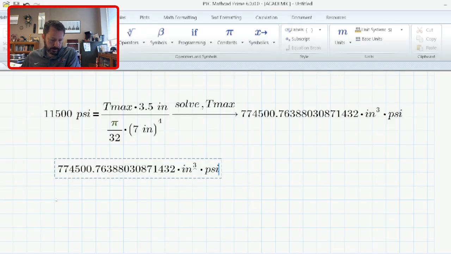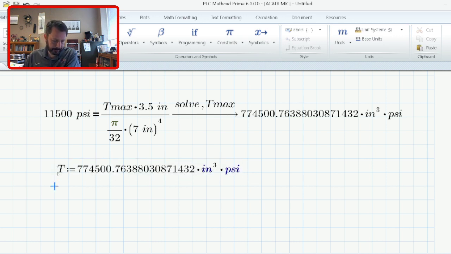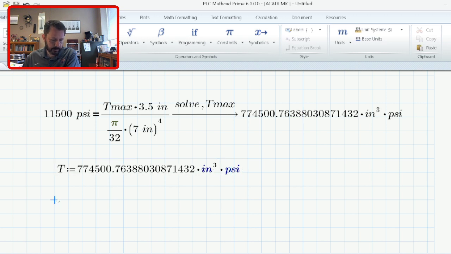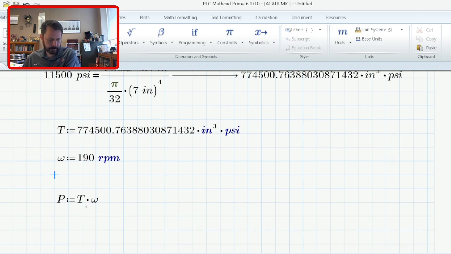All right, so let's just say that T equals that. Oh, now it will recognize that as a unit. Power equals T times omega. It doesn't know omega yet. Omega is 190. Is RPM a unit? Yes. All right, and then let's see what this equals.